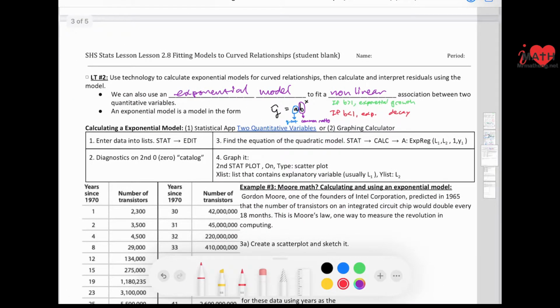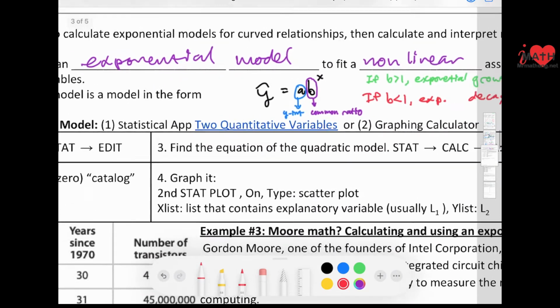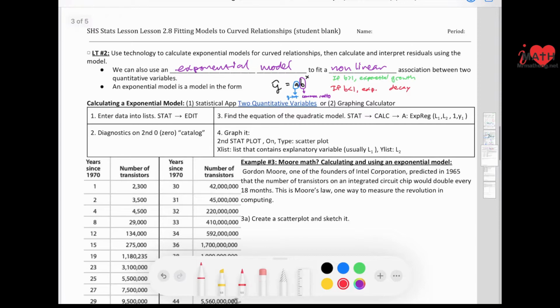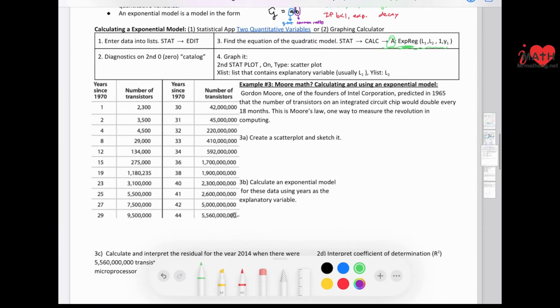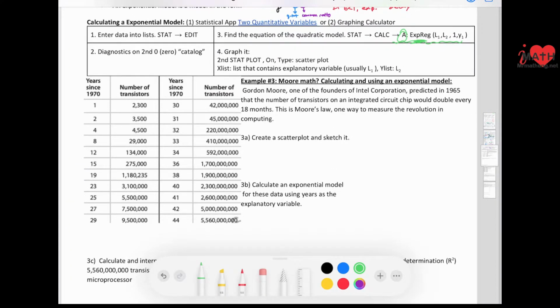All right, so calculating an exponential model, you can either use, again, the two quantitative variables, but if we were in class, we would use the graphing calculator. Your calculator commands are pretty much the same. The only thing that's different is you're going to use one called exponential reg, and on the iPad app that I'm using, it is under A. So pretty much everything is the same. Okay, I'm going to press pause. I'm going to go ahead and input all these numbers, and you should too.